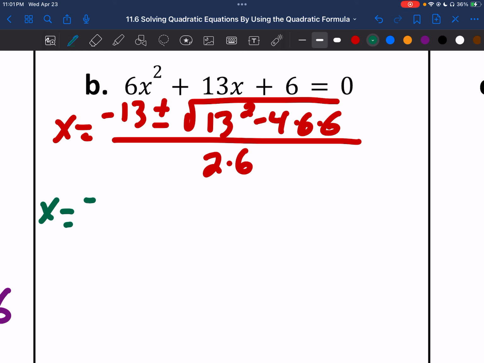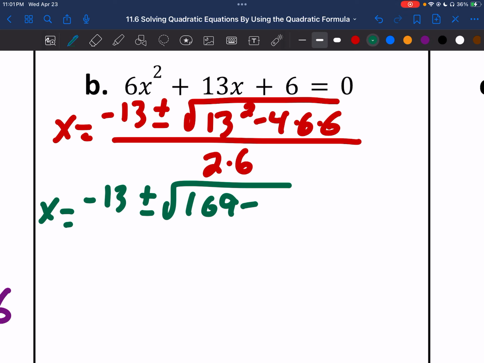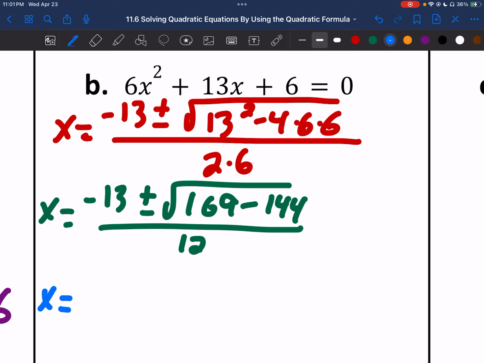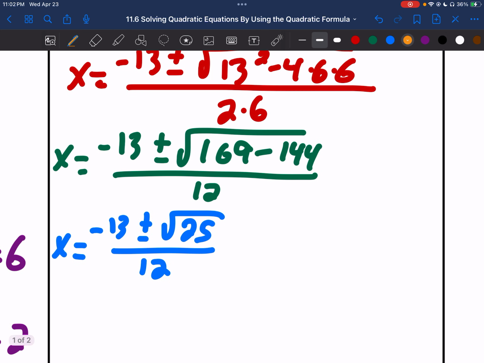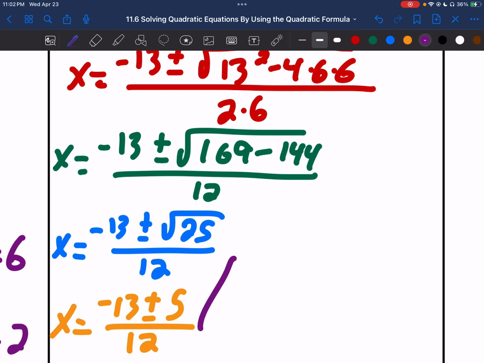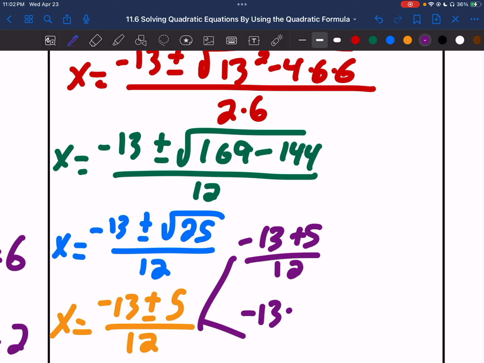All right, so we've got the opposite of 13, negative 13, plus or minus the square root of 13 squared is 169. 4 times 6 times 6 is 144, and this is all over 12. So x is equal to the opposite of b, negative 13, plus or minus the square root of 25 over 12. x is equal to negative 13 plus or minus 5 over 12, right? The plus or minus accounts for the fact that we have a positive and a negative value of the square root of 25. So we have negative 13 plus 5 over 12, negative 13 minus 5 over 12.